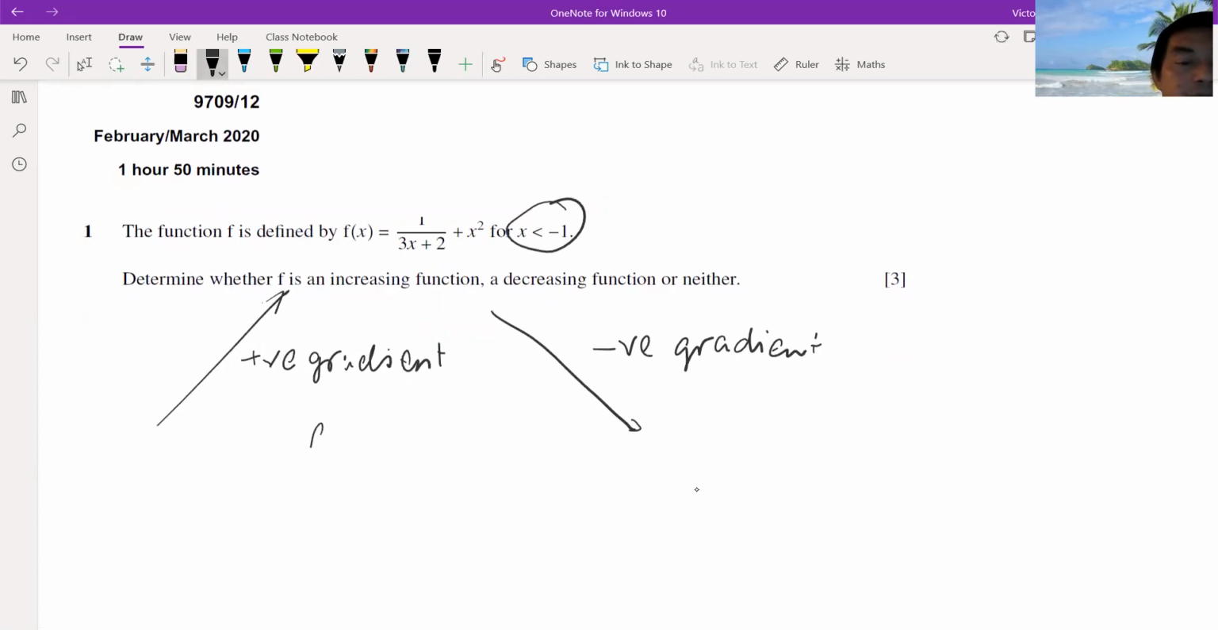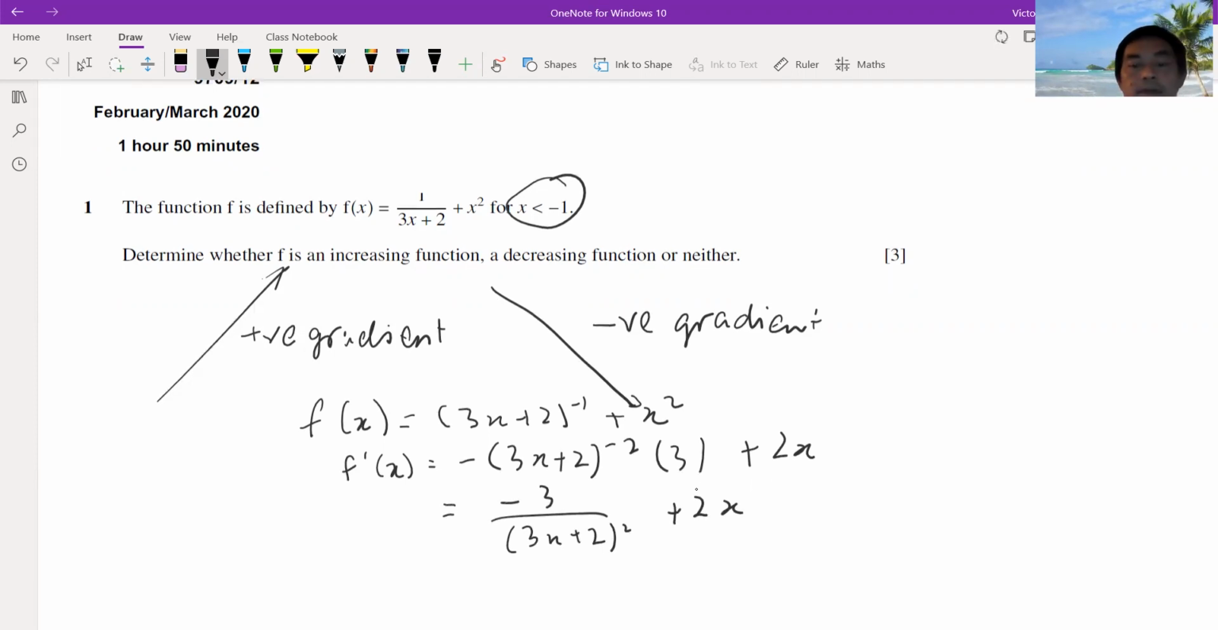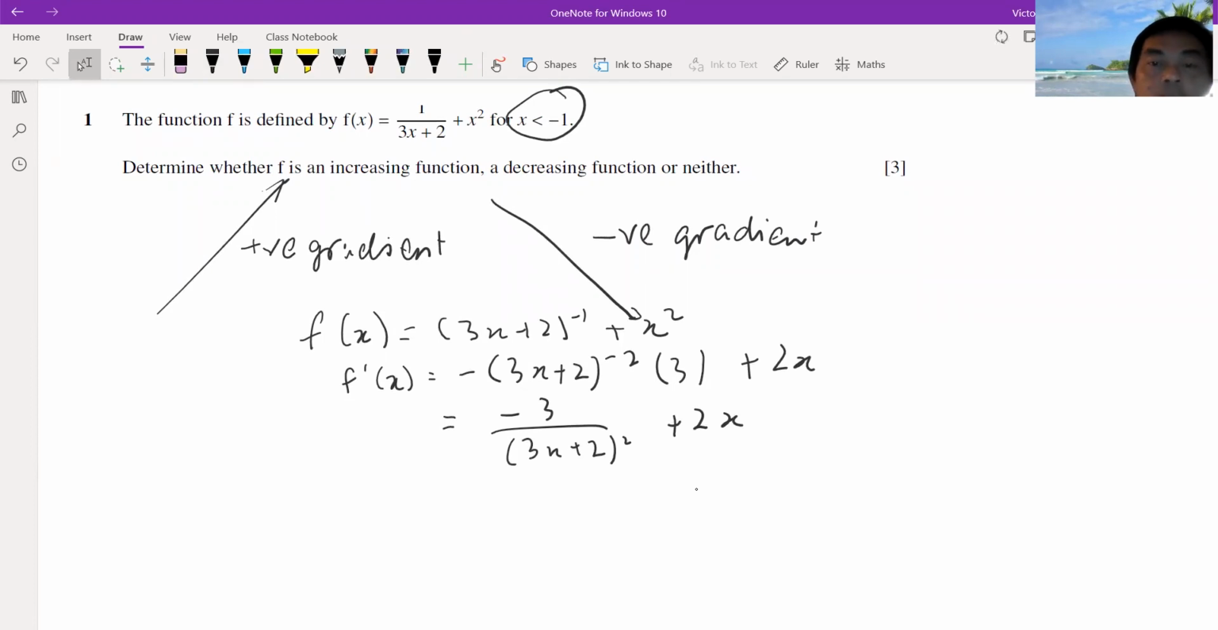The only way to show this is differentiation. So we're going to write the function in a form which you can differentiate easily: (3x plus 2) to the power of minus 1, and differentiate what's in the bracket. We're writing it in the proper way. This is minus 3 over (3x plus 2) squared, plus 2x. Okay, so we need to show this is positive, negative, or neither.